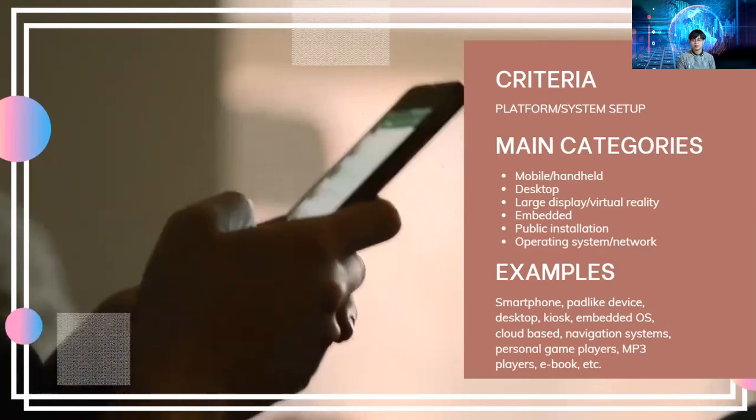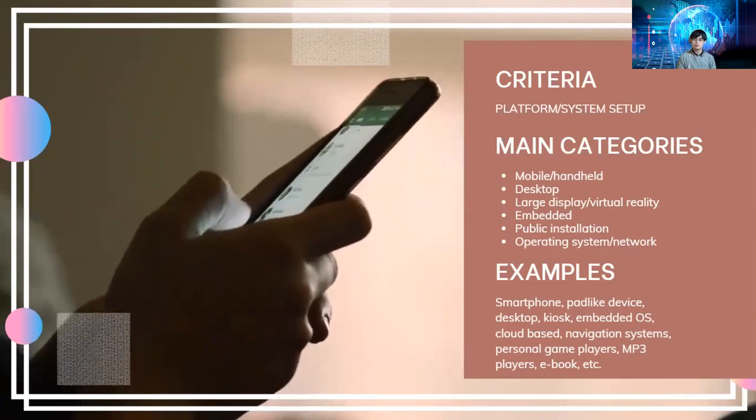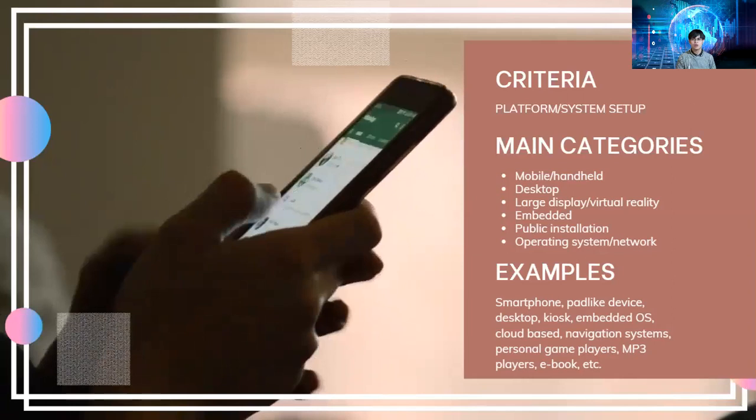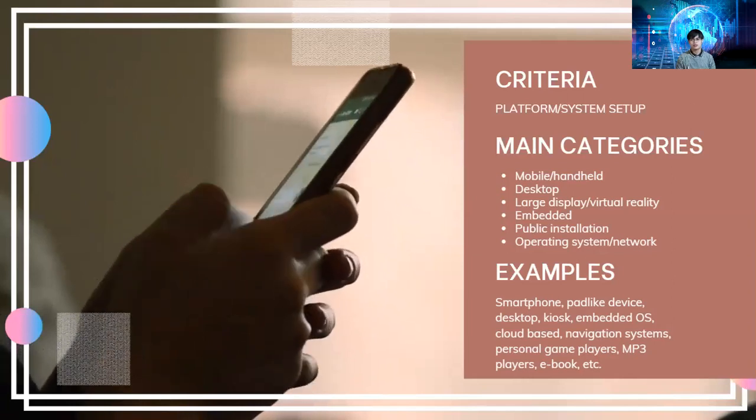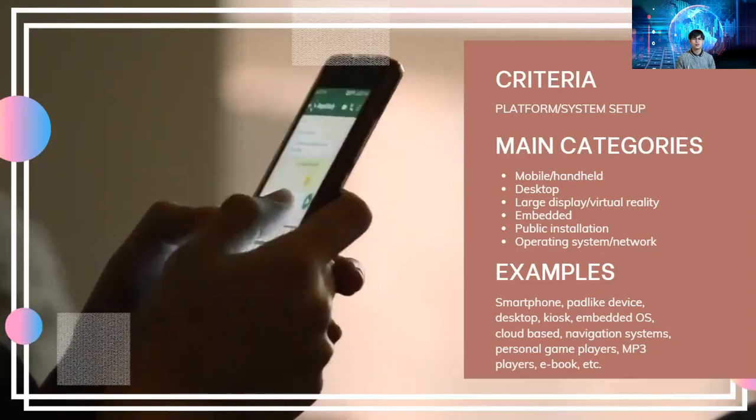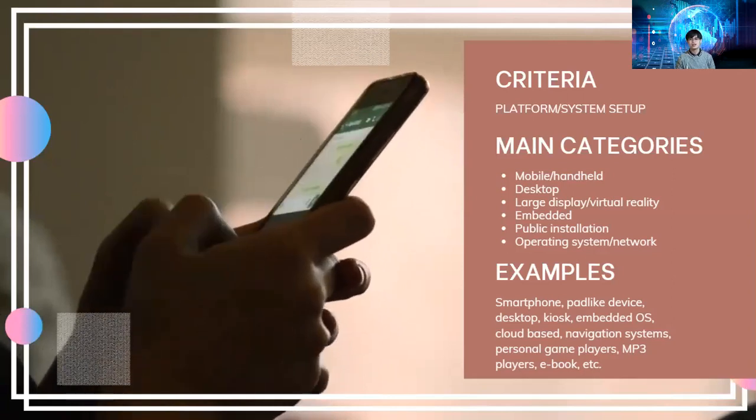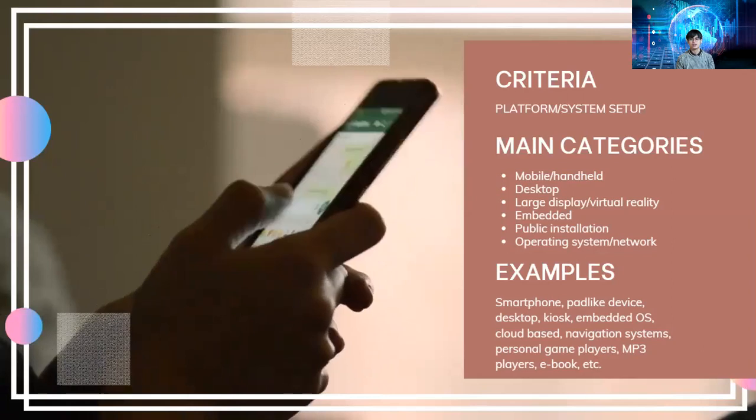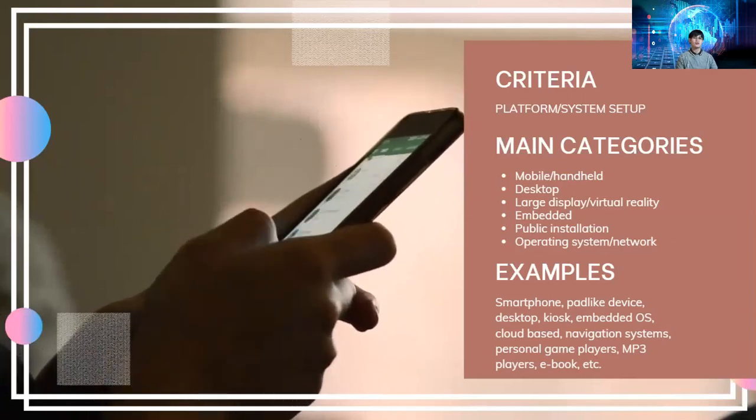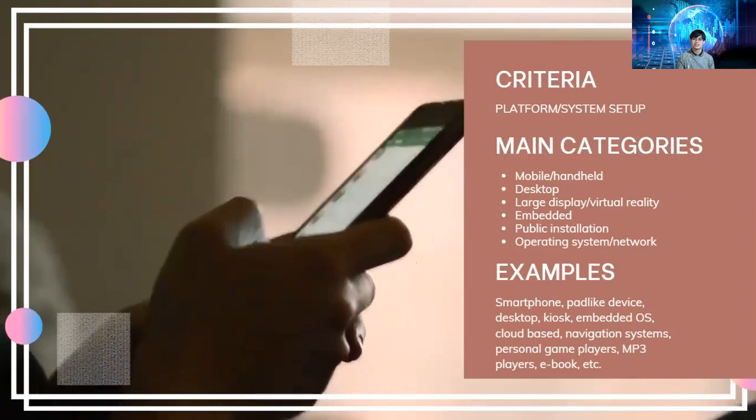Examples for that would be smartphones, pad-like devices, desktop, kiosk, embedded OS, cloud-based navigation systems, personal game players, queuing systems, and etc. So this is very important, that you should know what the setup of your system would be before creating a really good HCI design.